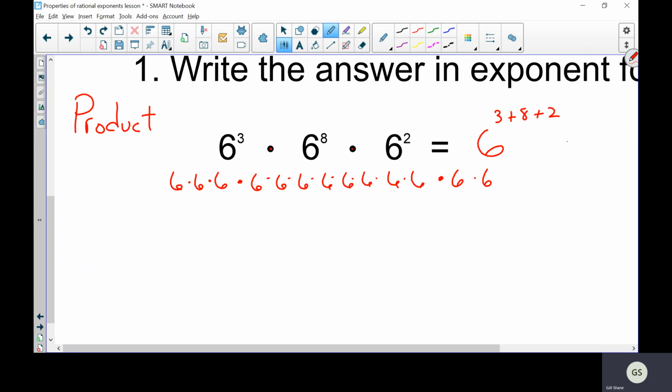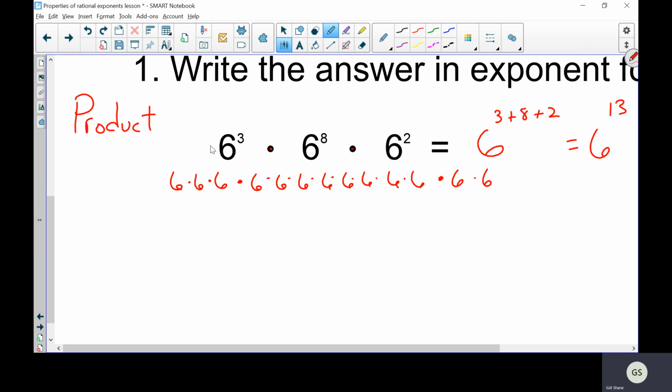So the final answer, I already said it, but if you added all those together, 3 plus 8 plus 2, you got 13. How many 6s are down here? 13. That's all the exponent is telling you. It's telling you how many 6s you're multiplying. That's it. So when we broke it out, we multiplied 3 and then 8 and then 2. So we had 13 6s. That's what this means. 6 times itself 13 times. That's why we add the exponents.